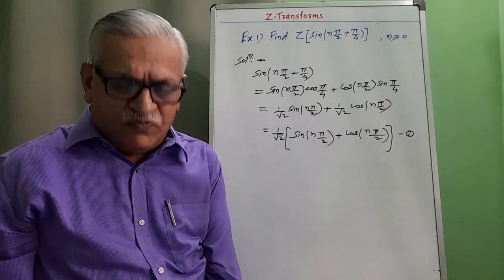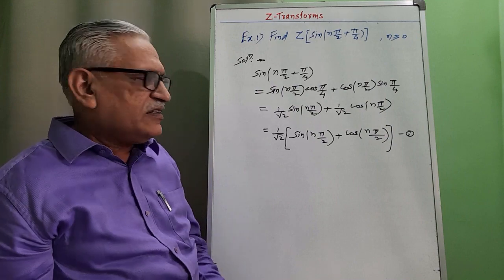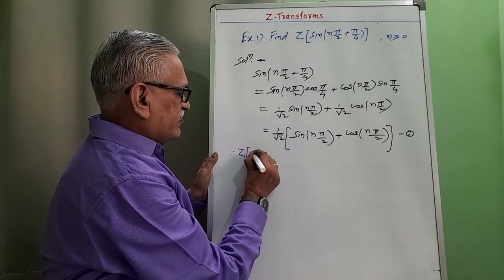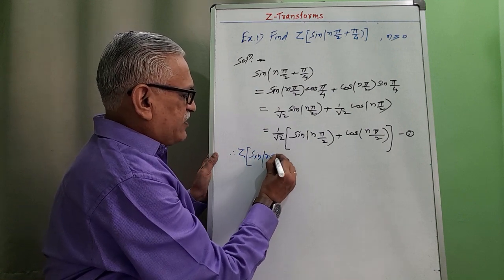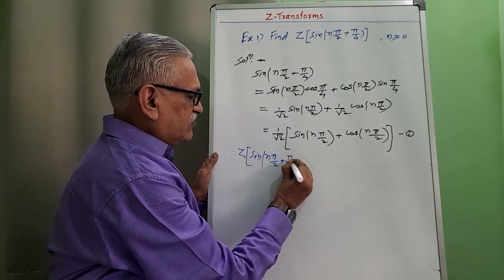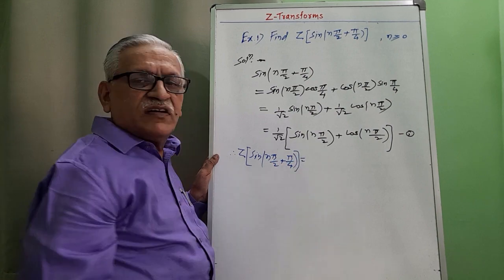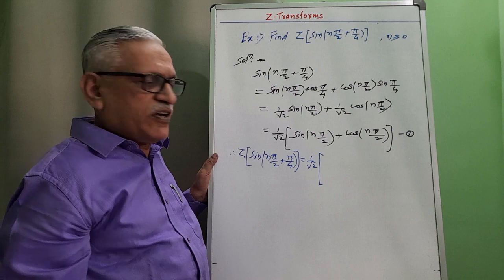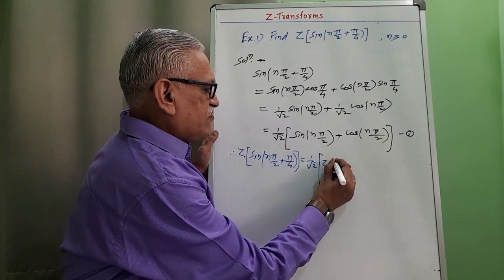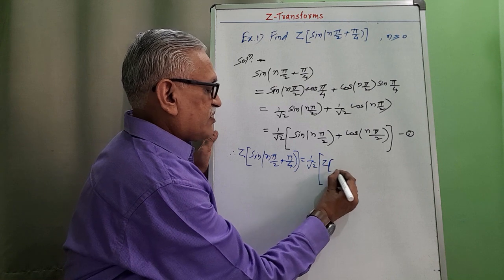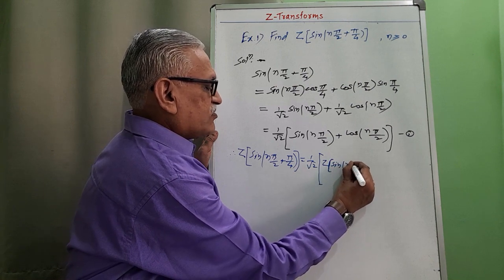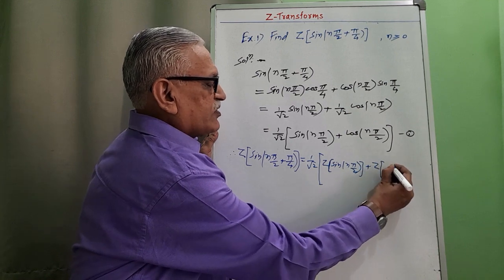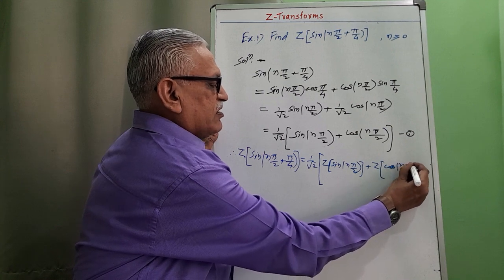Then taking Z transform on both sides, Z transform of the left hand side is equal to Z transform of the right hand side, and therefore we get Z transform of sin(nπ/2 + π/4) as 1/√2, a constant term, we take outside as it is, and Z transform of individual terms, therefore Z of sin(nπ/2) plus Z transform of cos(nπ/2).